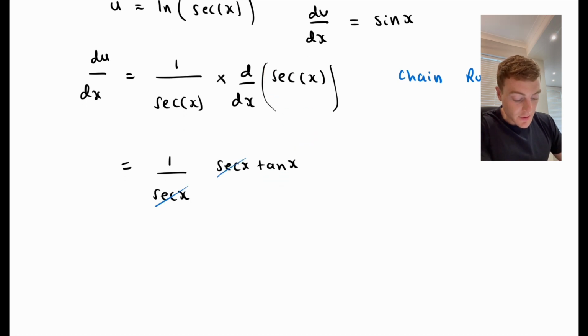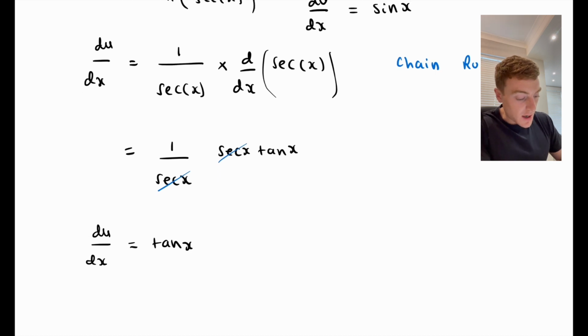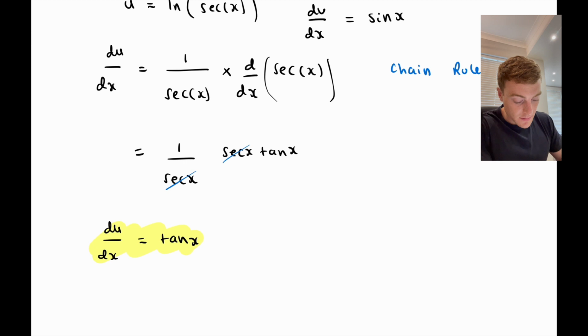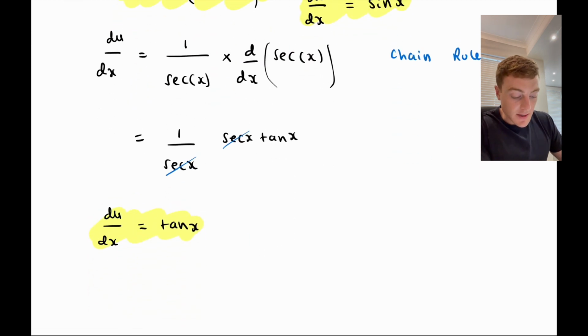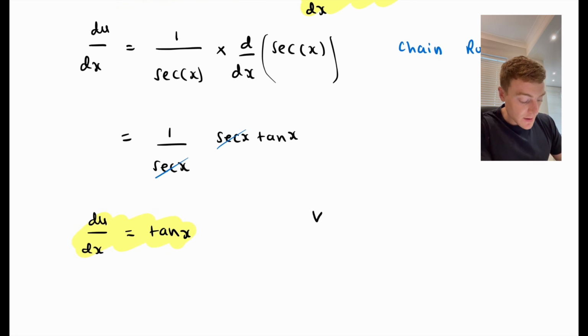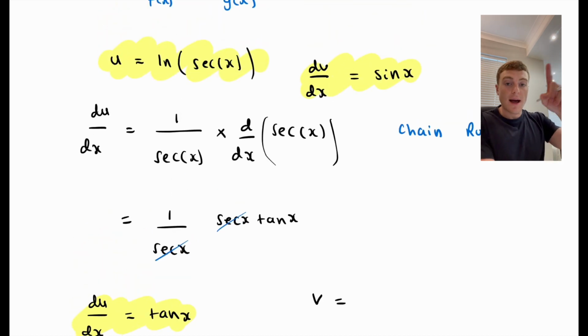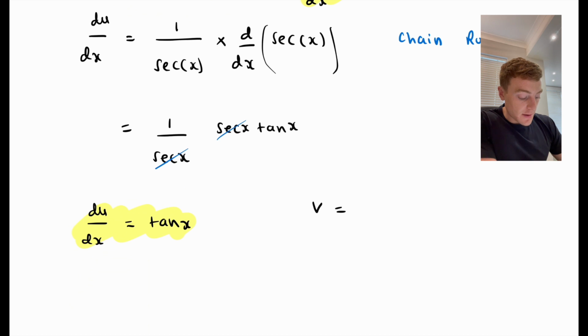So cancelling through the terms, I get that my du by dx is equal to tan x. Now I'm just going to highlight that so we don't lose track. And then I'm going to integrate my dv by dx. Now if you remember from the previous video, when we're integrating sine and cos, we've got a trick. So I'm integrating sine, so I want to go anti-clockwise. So that's going to be negative cos x plus c.